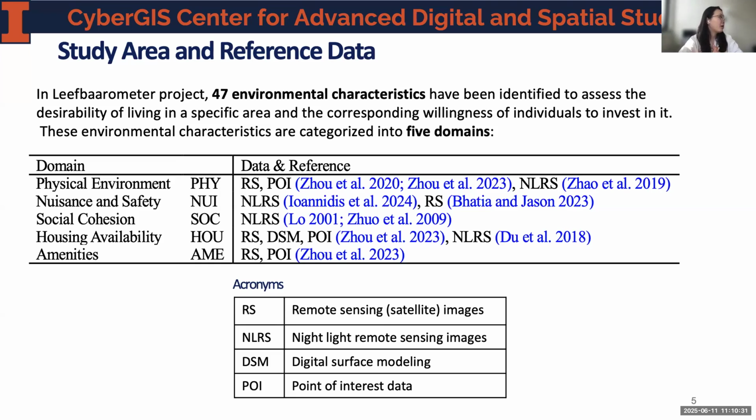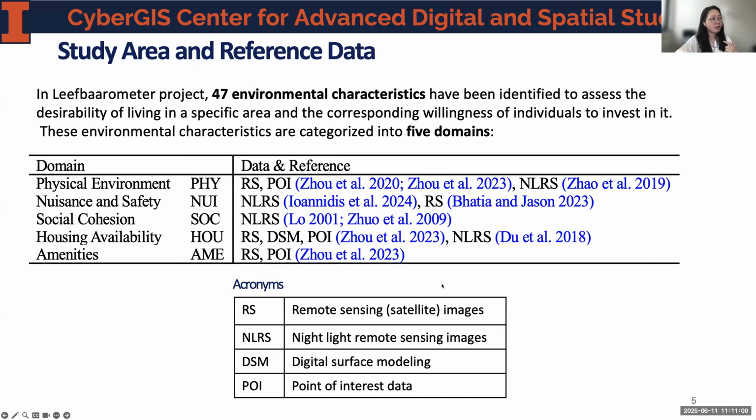In this livability barometer project, 47 environmental characteristics have been selected to evaluate urban livability. Those characteristics can be categorized into 5 domains. They are the physical environment domain, nuisance and safety domain, social coherence domain, housing availability domain, and amenity domain.